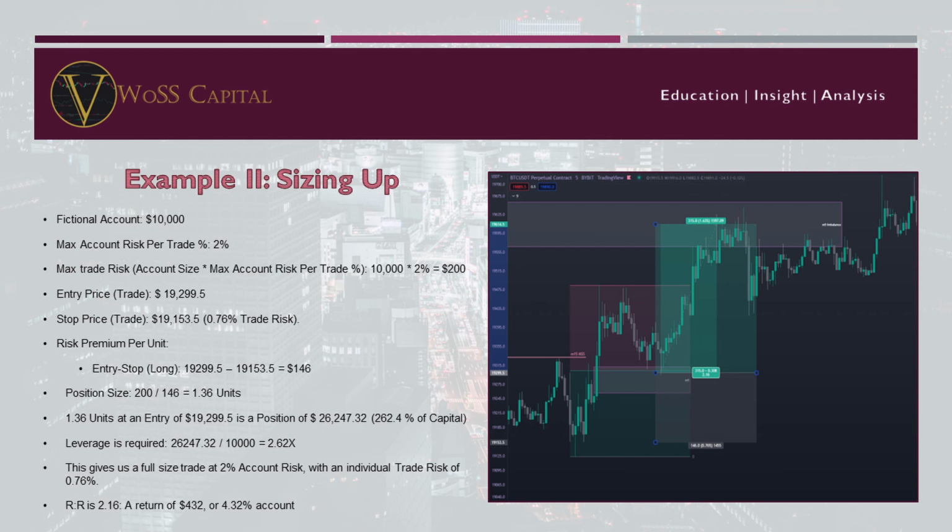And if you use 2.62x, that'll give you a full size trade at 2% account risk with an individual trade risk of 0.76%. The RR is similar to the first example, which is 2.16, but it ensures you get a return of $432, or 4.32% on account, on this trade as a winning trade. So there's two examples then, one on a higher time frame chart with a higher risk, and a second on a lower time frame chart with a lower risk.